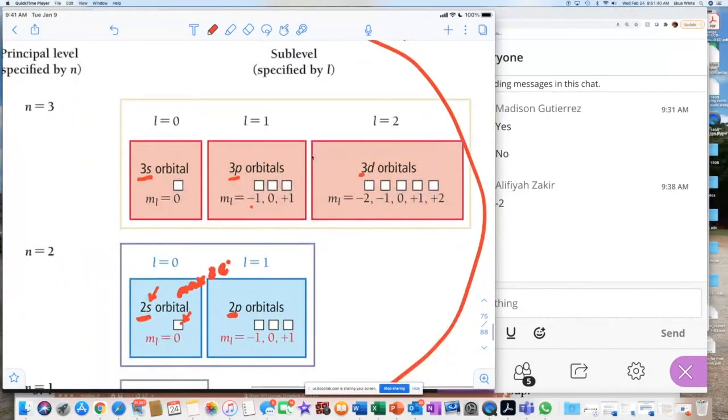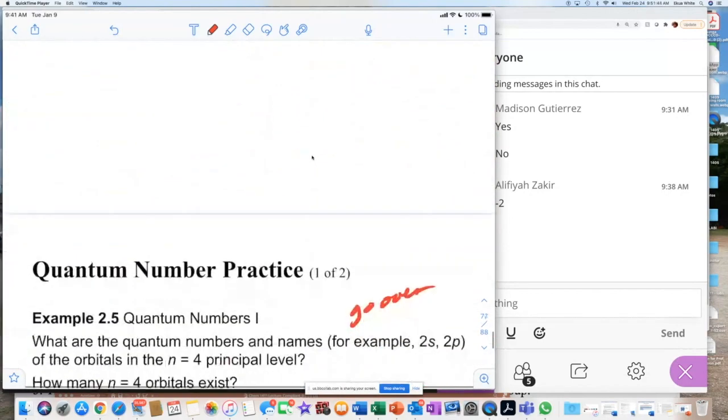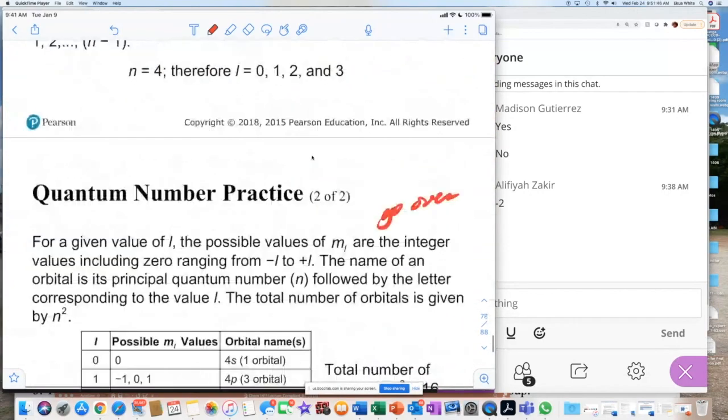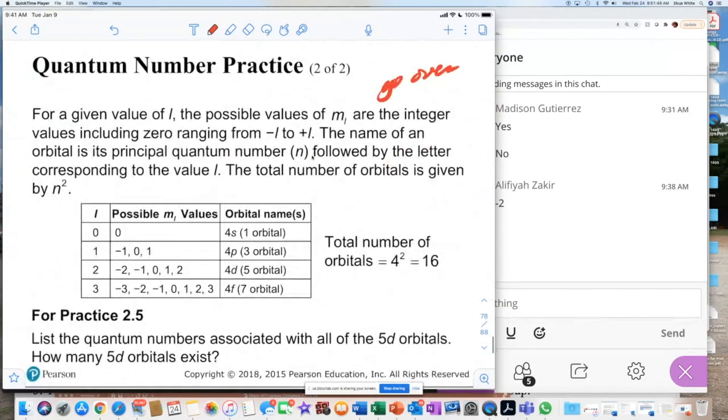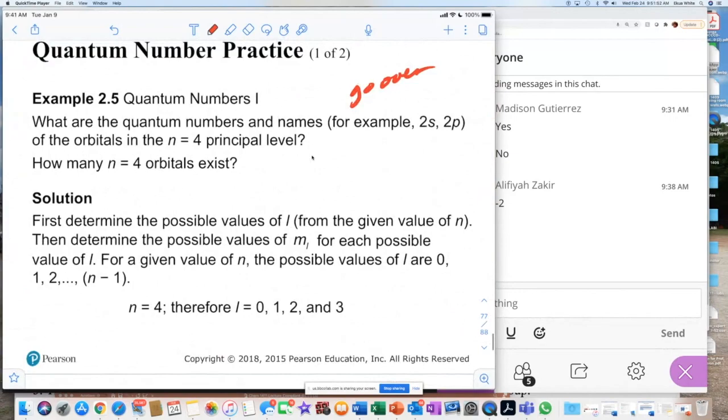Okay? Even at different energy levels. Okay, let's see. So now that I've explained that, we can continue. Here they give you, let me try to see. Let me go over that too. So here we're answering this question here.